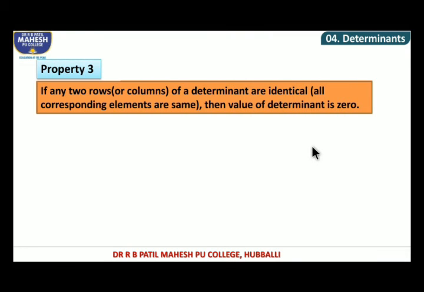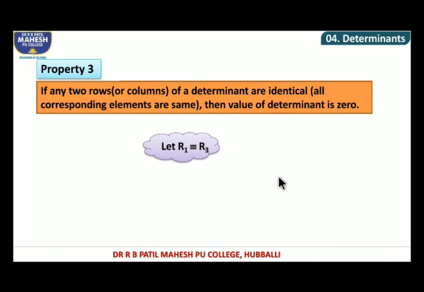Here, property number 3: the statement is, if any two rows or any two columns of a determinant are identical, it means all corresponding elements are the same, then the value of the determinant is 0. So whenever you take any two rows or any two columns, if they have the same corresponding elements, then the value of the determinant becomes 0.